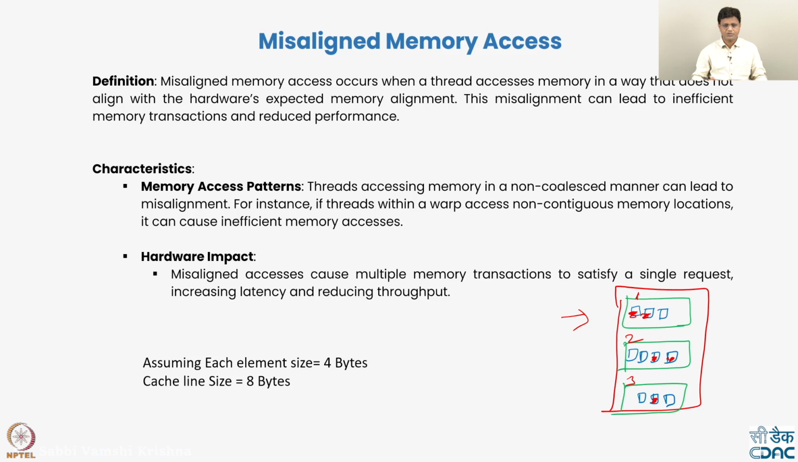When the CPU generates some instructions with the hope that it will get the data in a particular location, but when it goes there it gets only some of the data, not the complete data. So the CPU has to generate the next memory cycle to get the other data so that it can complete the operation. Simply, it is directly impacting the performance. Misaligned access causes multiple memory transactions to satisfy a single request.